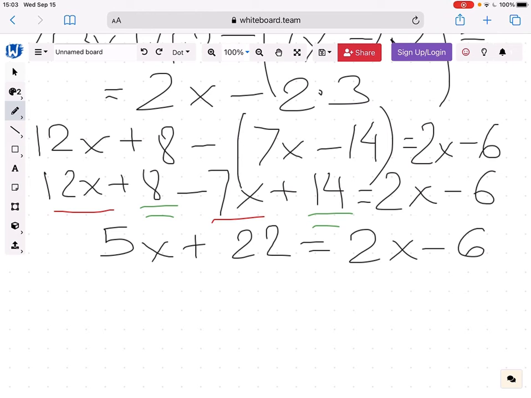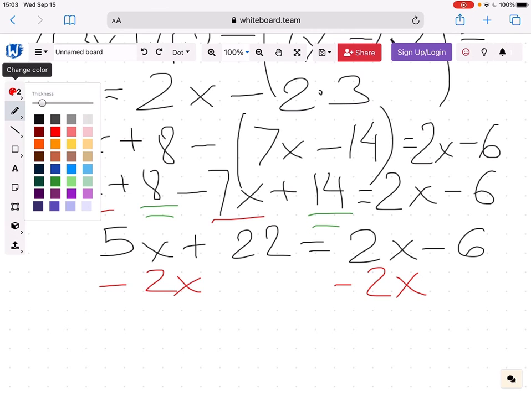Now we got something we previously had. And what we need to do now is bring all x's on one side, all numbers on the other side. So it seems to be easier to bring x's to the left and numbers to the right. So what do we get in this case? We want to get rid of 2x on the right. So we subtract it. We have to do the same thing on the left.